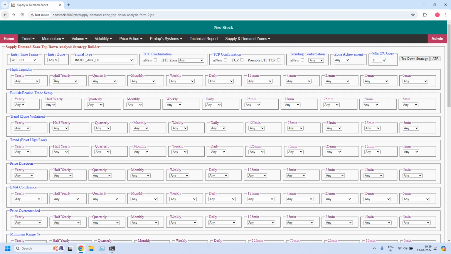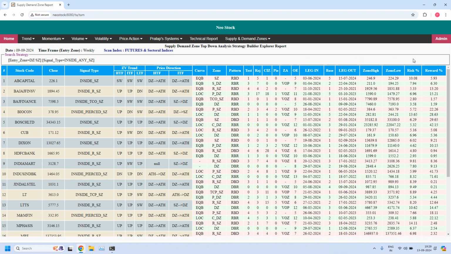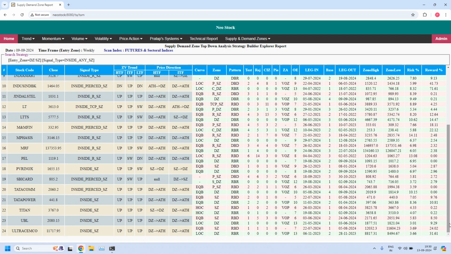Next, for the weekly time frame, let us find the stocks where price closed inside the weekly supply zone. So this is the filtered list. First 15 stocks in the list. After that, I will scroll the list down. Okay, I am scrolling the list down. So total 24 stocks are filtered where price closed inside the weekly supply zone.